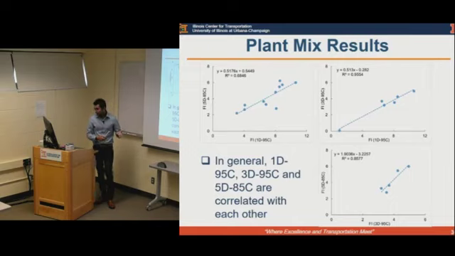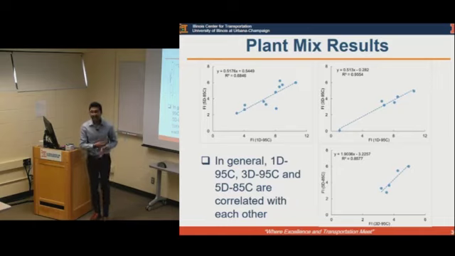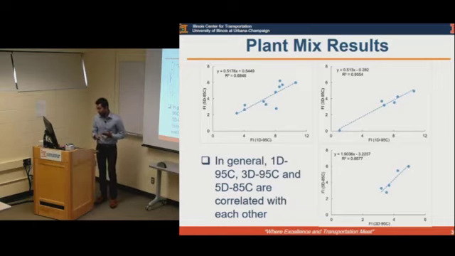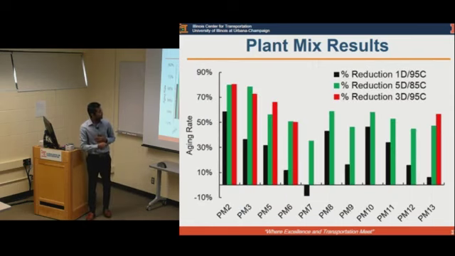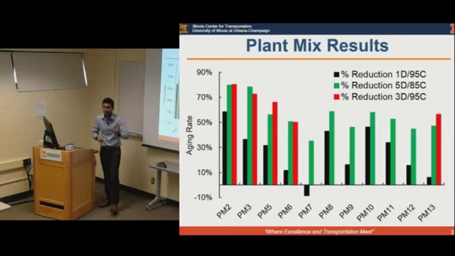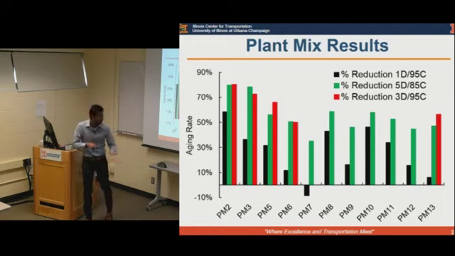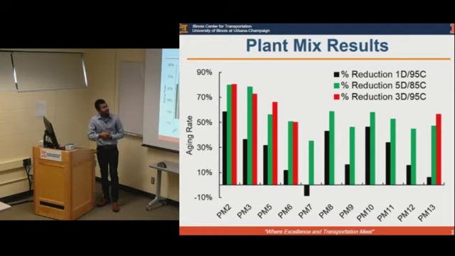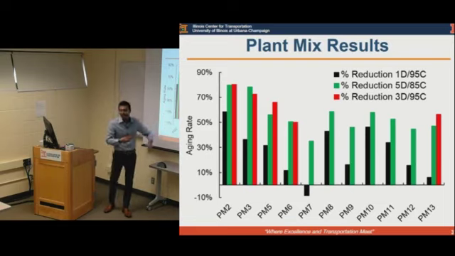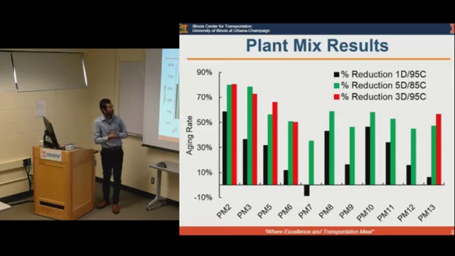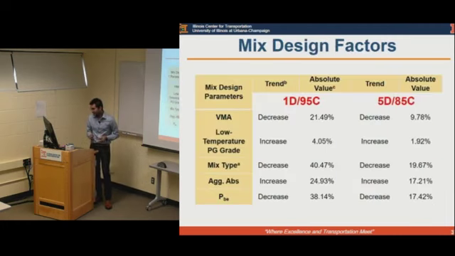Again, the correlations between different aging scenarios were in alignment with each other. If you look into the aging rate for plant mixes, you will see much more discrimination potential, much more variation for 1-day 95C, because these mixes are different: SMA mixes, coarse graded mixes, binders from polymer modified to unmodified. And again 3-day 95C and 5-day 85C, for most of the mixes, resulted in a similar reduction rate or aging rate. So 1-day 95C has a good potential of discriminating mixes.